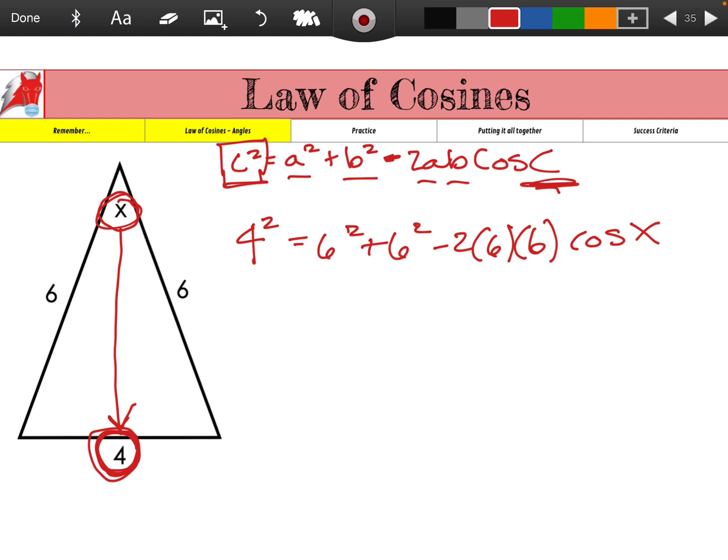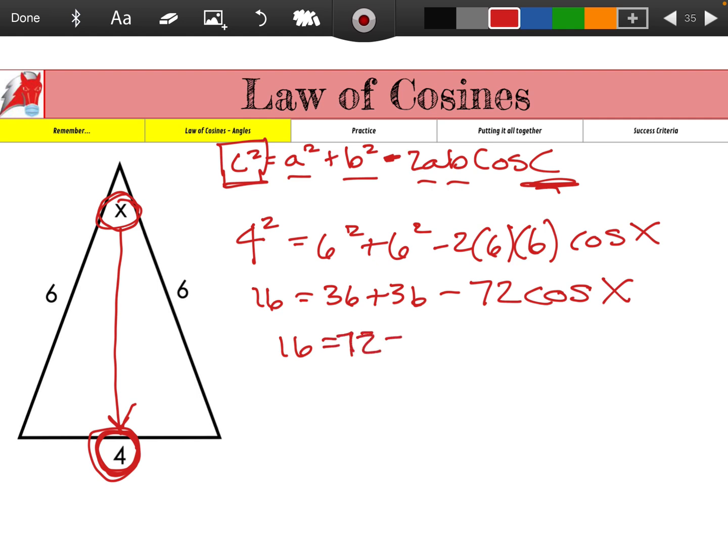So why don't we take the first one? So we're going to say, all right, well, 4 squared is 16, equals 36 plus 36 minus 6 times 6 is 36 times 2. All right. I'm even going to take it one more step. So I'm going to go 16 equals 72 minus 72 cosine x. Here's the piece where people start making mistakes.